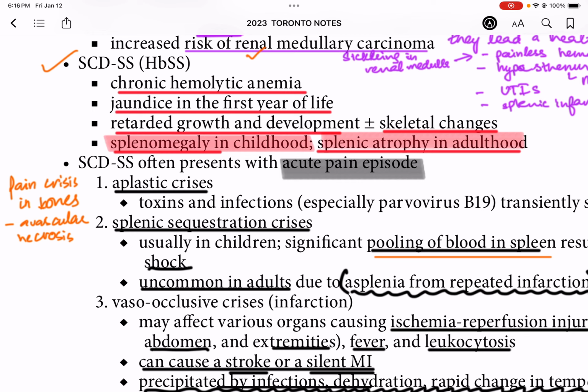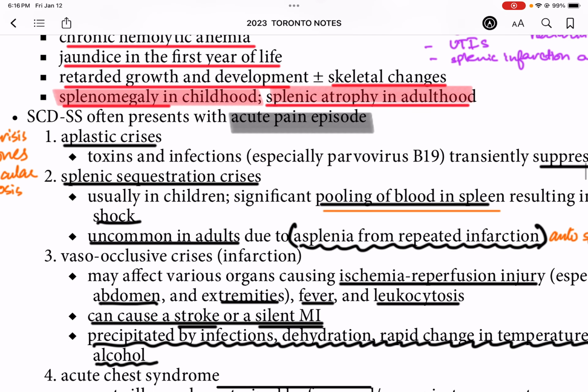And what happens is, in childhood they have splenomegaly, and in adulthood they have splenic atrophy. So in the early stages there is splenomegaly. There's so much RBC destruction going on, so the spleen is getting enlarged because the RBCs are destroyed in there. So gradually the size of the spleen increases, but eventually splenic atrophy starts to happen, because there's a mechanism called splenic sequestration, which we're going to read right here, because that would be an acute pain episode.